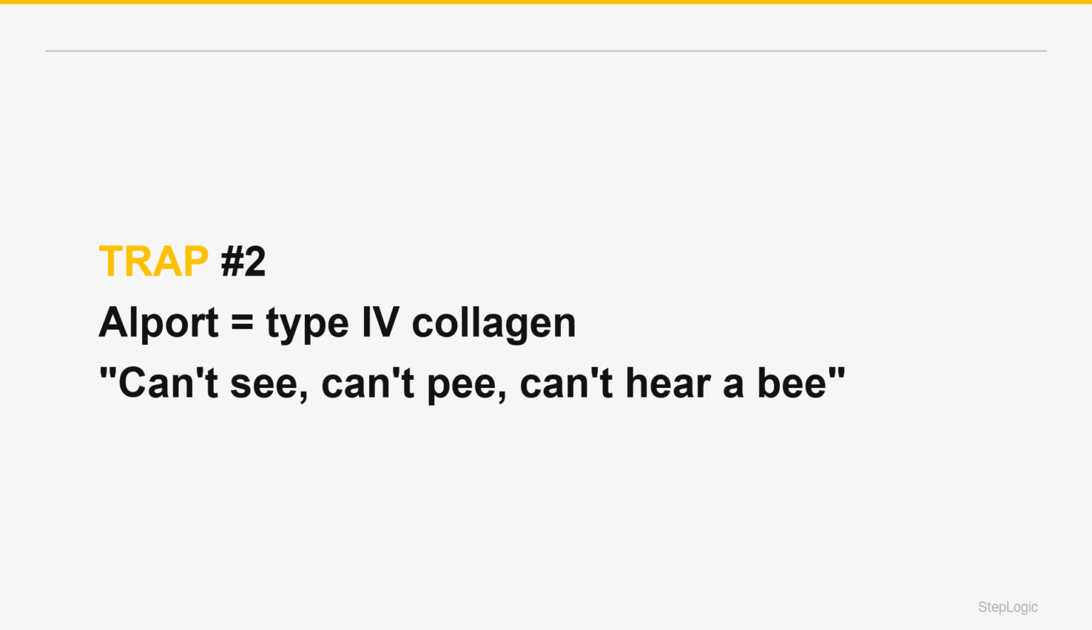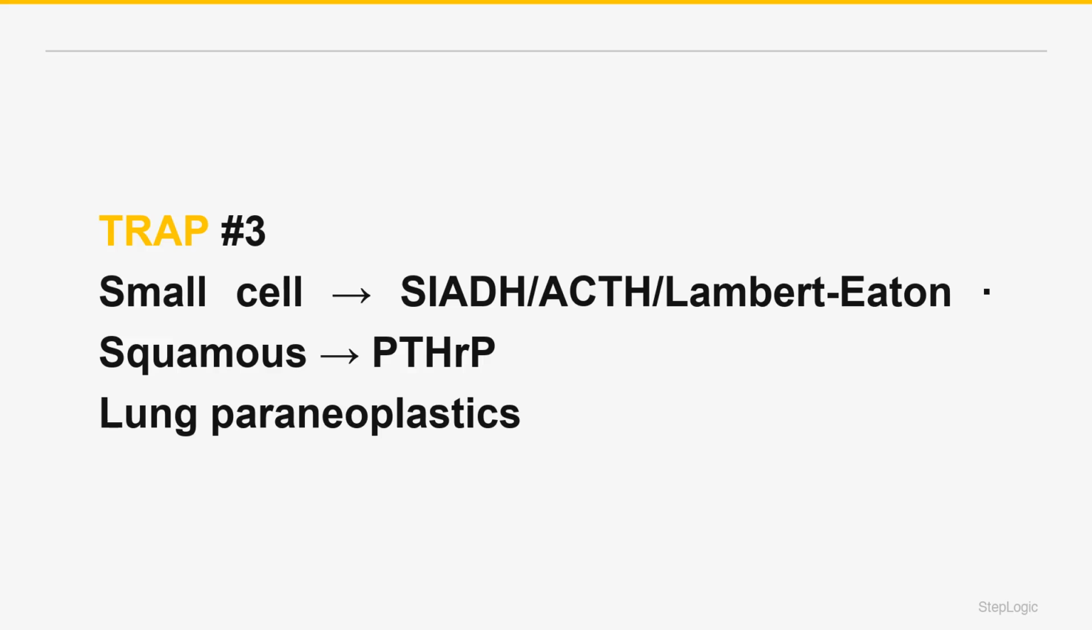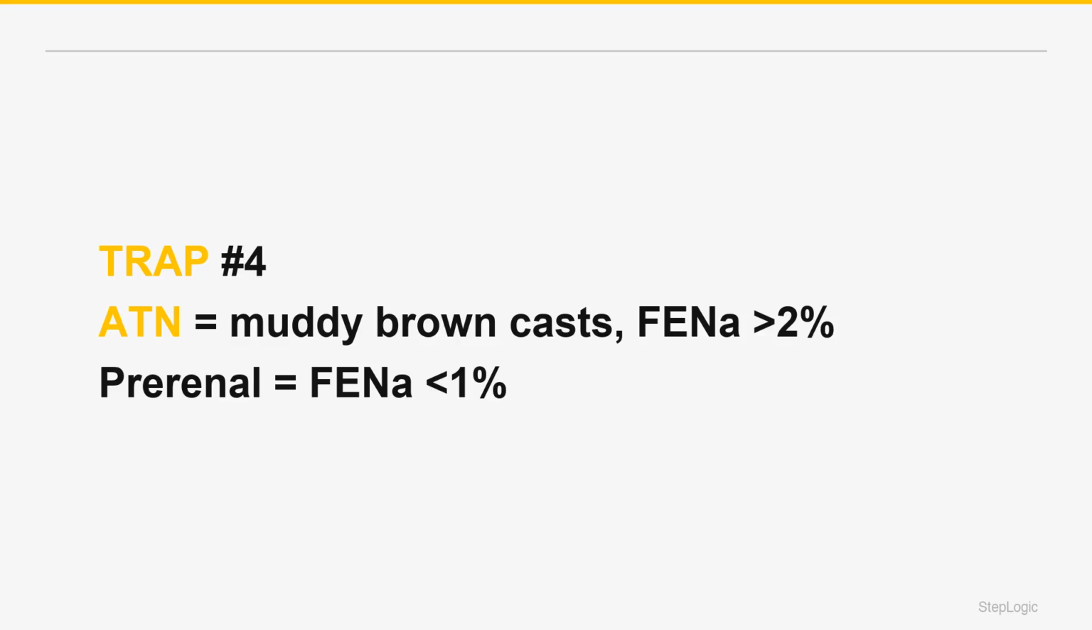Trap 2. Alport syndrome is a type 4 collagen defect, usually X-linked, hitting the basement membranes of kidney, ear, and eye: hematuria, sensorineural deafness, and ocular problems. Can't see, can't pee, can't hear a bee. Trap 3. Small cell lung cancer makes ectopic ADH and ACTH and causes Lambert-Eaton. Squamous cell makes PTHrP and causes hypercalcemia. The S's go together. Don't swap them.